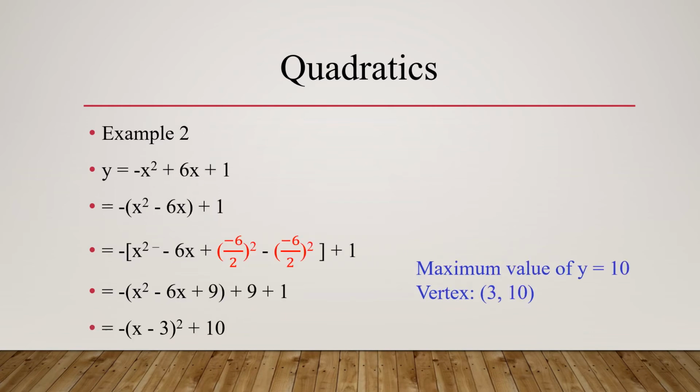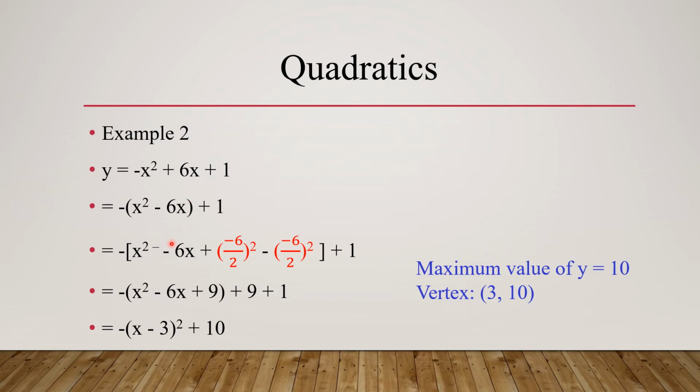And example 2, here we have minus x squared plus 6x plus 1. Again, we can omit looking at the plus 1 term and just focus on the first half of the equation. But we need to take notice that there's one extra minus sign here, so we need to deal with it by taking it out as a factor, and then rearrange it into this form, x squared minus 6x inside the bracket.